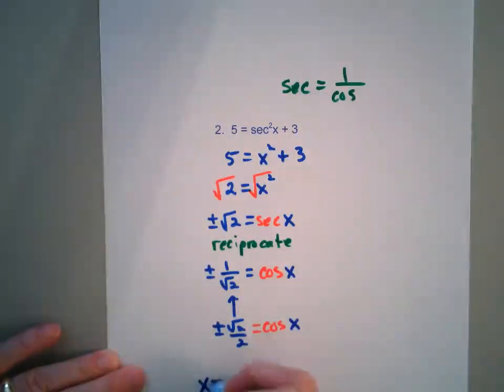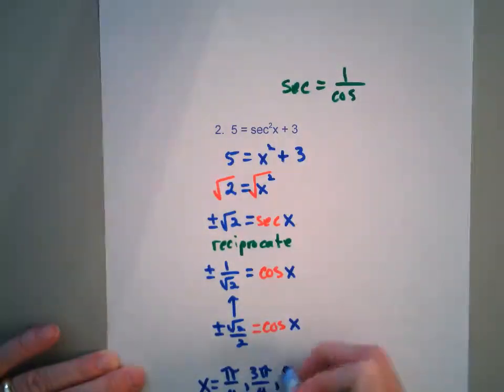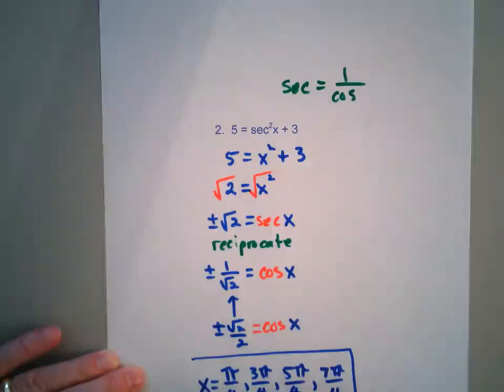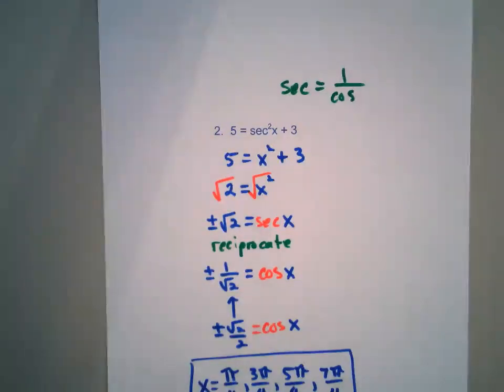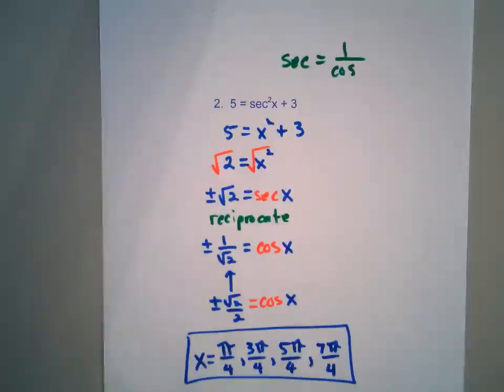So x is going to equal pi over 4, 3 pi over 4, 5 pi over 4, and 7 pi over 4. All 4 of those would satisfy this equation. Let's get that up there for you. All 4 pi over 4s answer that question.